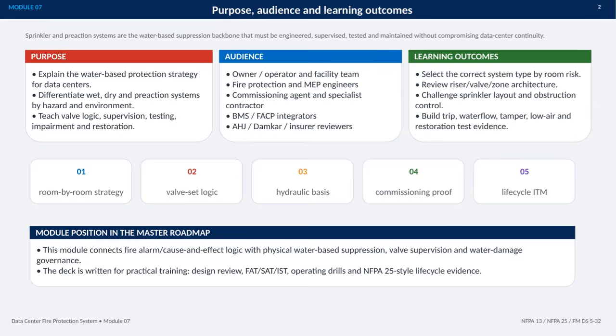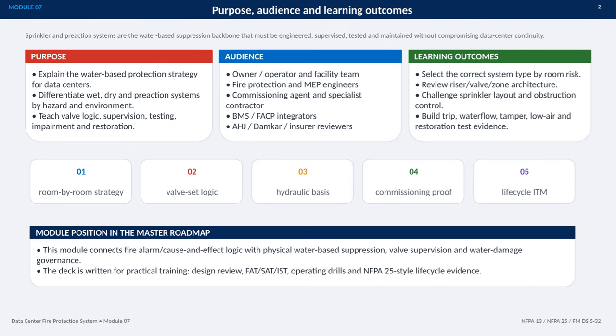This module focuses on the water-based suppression backbone of data center fire protection: sprinkler, dry, and preaction systems. The central challenge is to engineer, supervise, test, and maintain these systems without compromising data center continuity. I'll begin with the protection strategy, then distinguish wet, dry, and preaction systems according to room risk and environmental conditions.